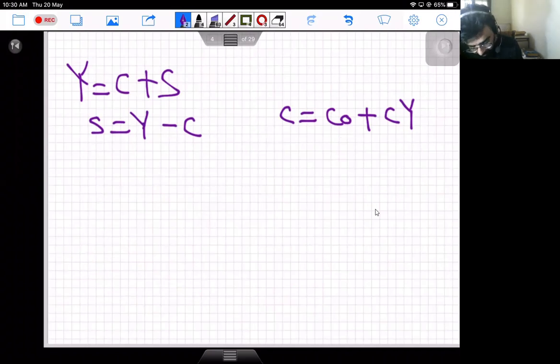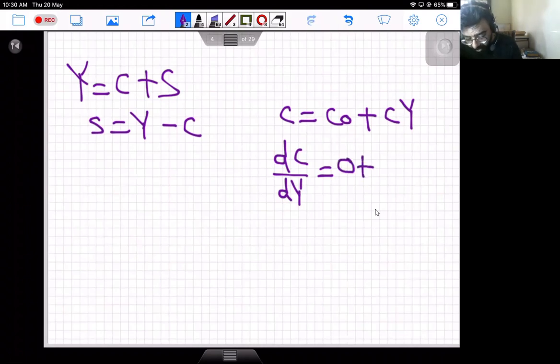So if I find the derivative of consumption with respect to Y, C naught is just a constant term. When this is differentiated, it will become 0. And when C times Y is differentiated, Y is the variable over here, so this will become C. So we can say that the derivative of consumption with respect to income is equal to C, which is basically the marginal propensity to consume.